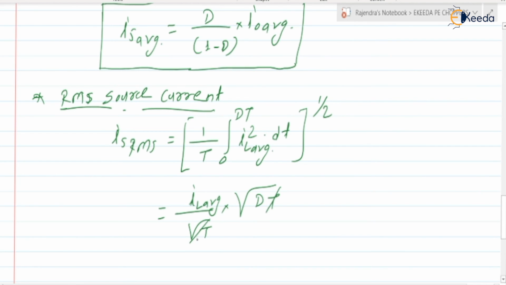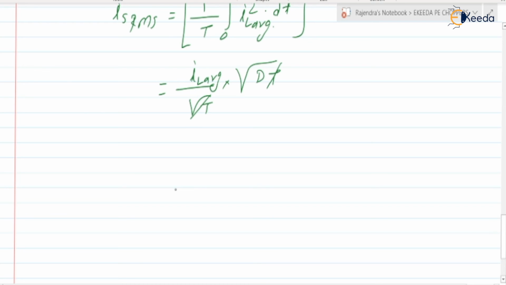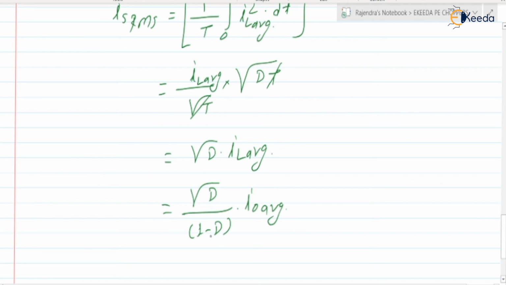So this T and this T get cancelled. Okay, so under root d into IL average. Or we can write it as under root of d upon (1 minus d) into I0 average. Okay, this is nothing but what? IS RMS, RMS value of source current, right?